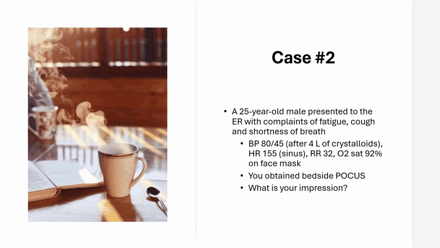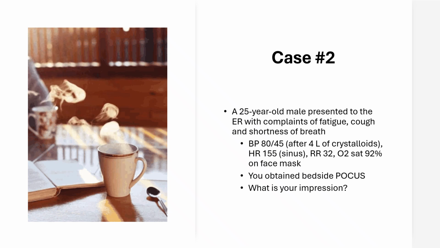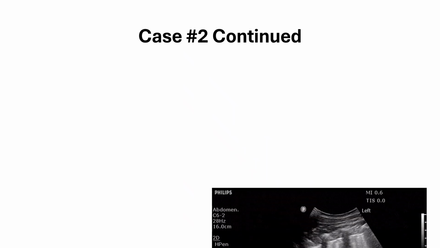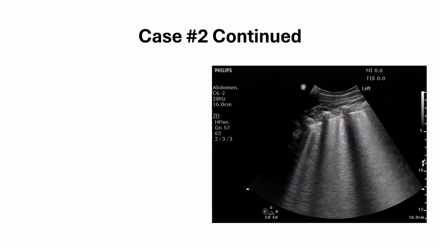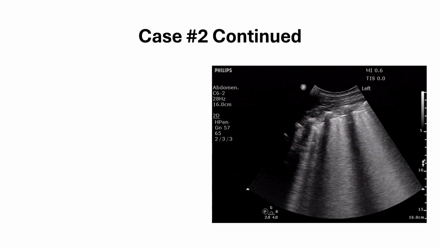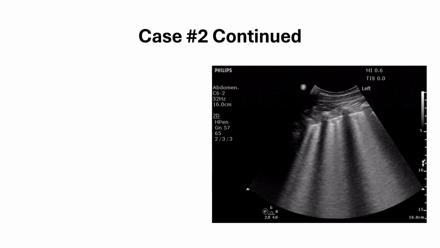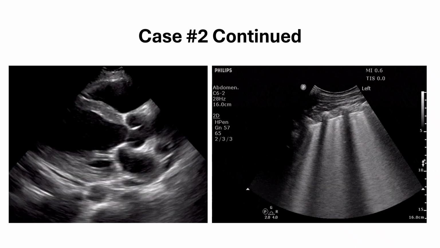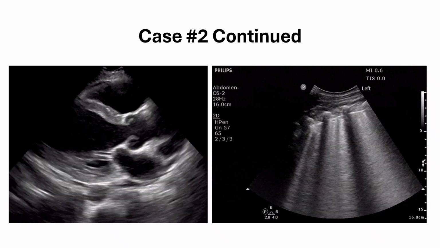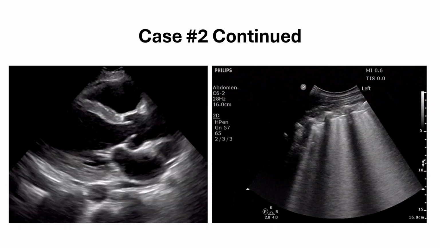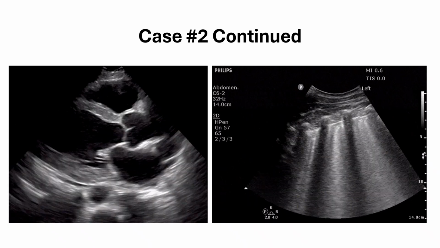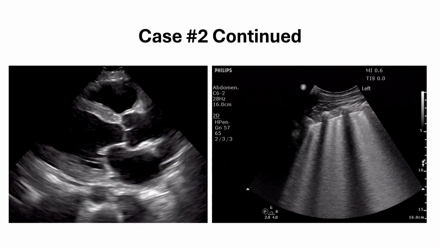Let's do another case. Again, like I mentioned earlier, it's the same patient, but we'll have different findings. So you obtained several images. First, you obtain lung views again, and you have a diffuse B-line pattern on both left and right sides. Then you follow it with a parasternal long axis view, and this is what you get. Take a moment to review the slide and understand what's going on.